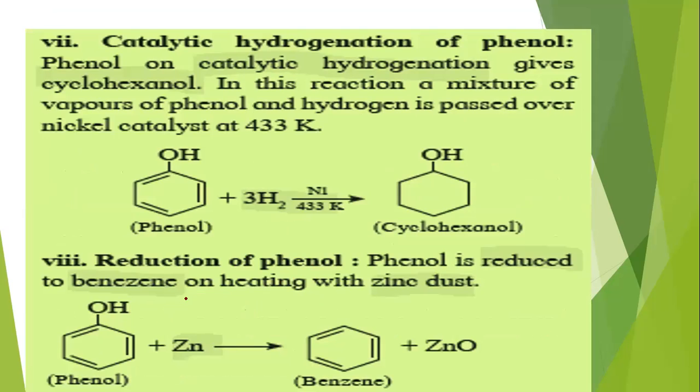Catalytic hydrogenation of phenol. Phenol on catalytic hydrogenation gives cyclohexanol. In this reaction, a mixture of vapors of phenol and hydrogen is passed over a nickel catalyst at 433 Kelvin. So this is phenol and this is 3H2.